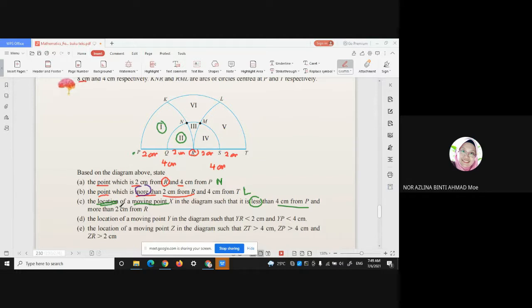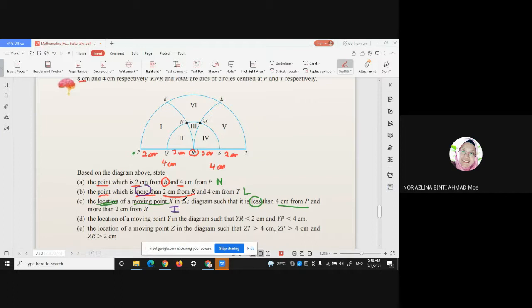And next, more than 2 cm from R. So this is R. More than 2 cm. Okay, I use another color. 2 cm means this semicircle. But we want more than 2 cm, meaning outside. So outside from semicircle QNMS, because we want more than 2 cm. So the answer is 1 only. The answer for C is 1 only.